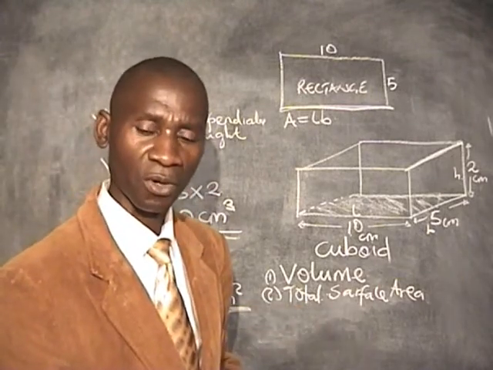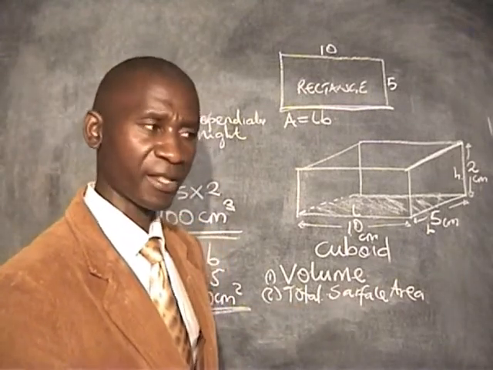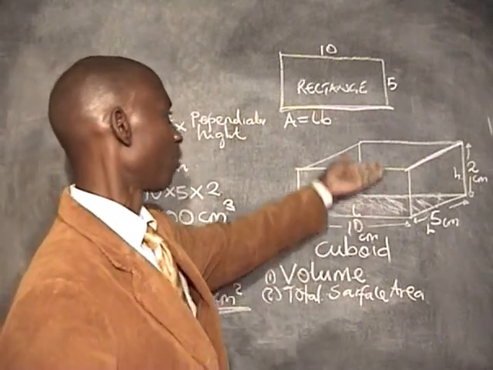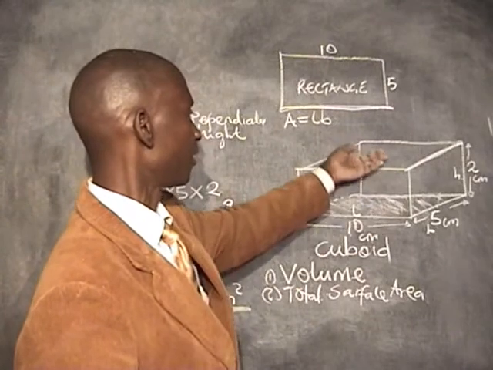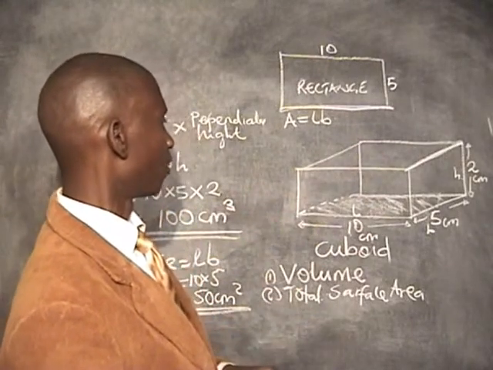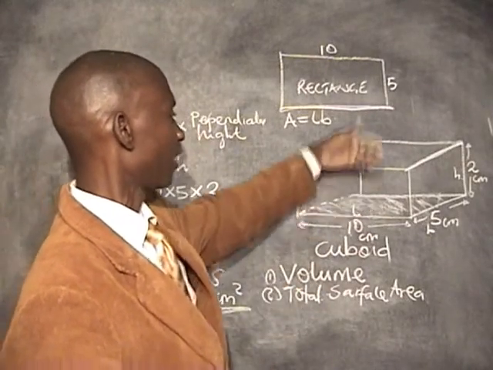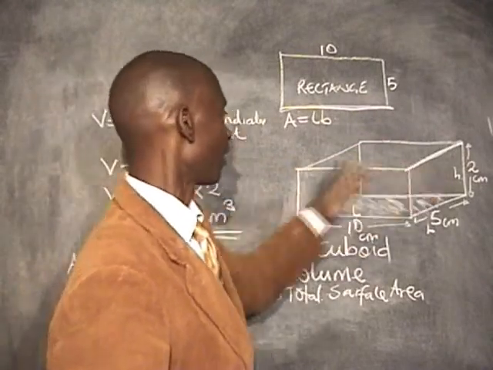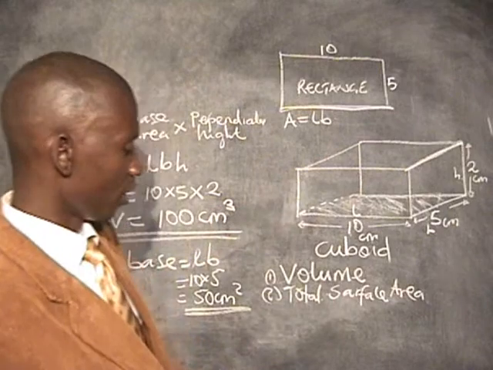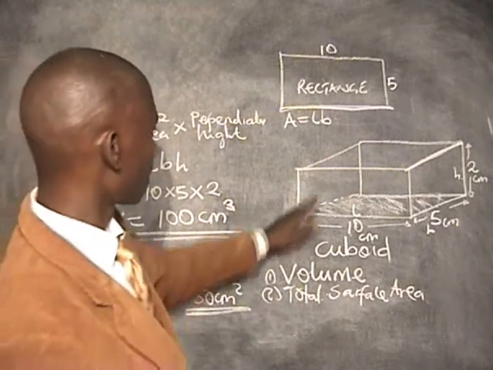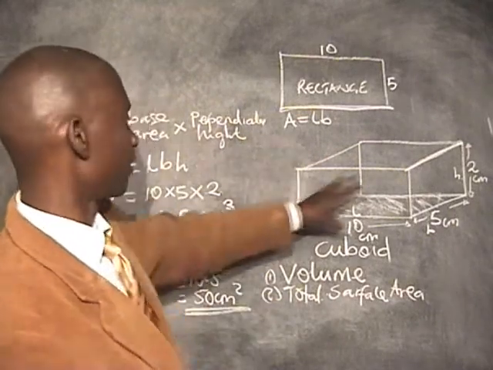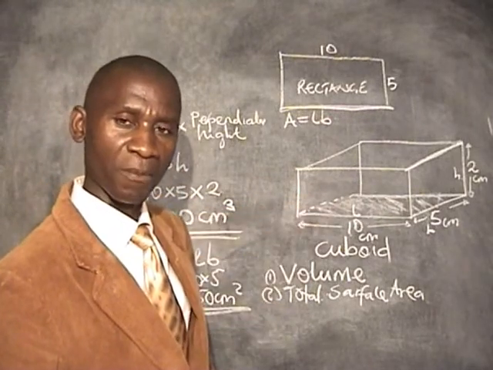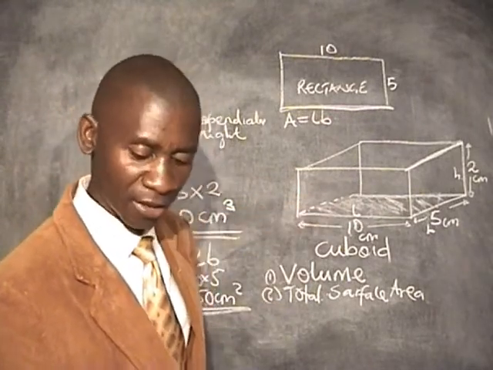So we have to know how many faces are similar to the others. If you look at the base and the top part, these two faces are equal. And again, if you look at this face and that other face, they are also equal. If you look at this face and that other face, they are also equal. So the best I can do is to draw the faces that can be seen from this cuboid. I'm sure that is way better.